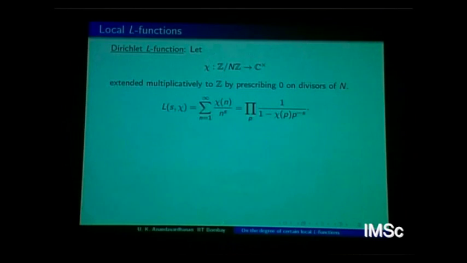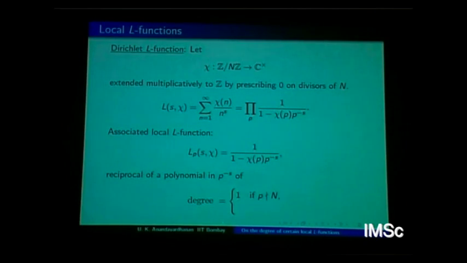Okay, so let's take one more example, the Dirichlet L function. So if you have a Dirichlet character, and consider the associated Dirichlet L function, which has the Euler product expansion like this. So once again, the local L function is 1 by a polynomial, so reciprocal of a polynomial in p power minus s of degree, now it could be 1 or 0 depending on chi p. So it's 1 if p does not divide n, and if p divides n, this goes away. So it's just a constant function 1, in which case it's degree 0.